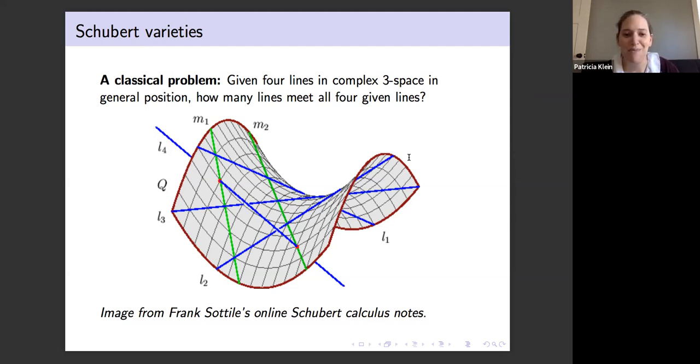This image is from Frank Sottile's website. It's a lovely image. I am grateful to him for posting it so that we and all the world can use it. So we're going to picture, for example, these 4 blue lines, and then we ask, how many lines can we draw, like M1 and M2, that meet all 4 of these?